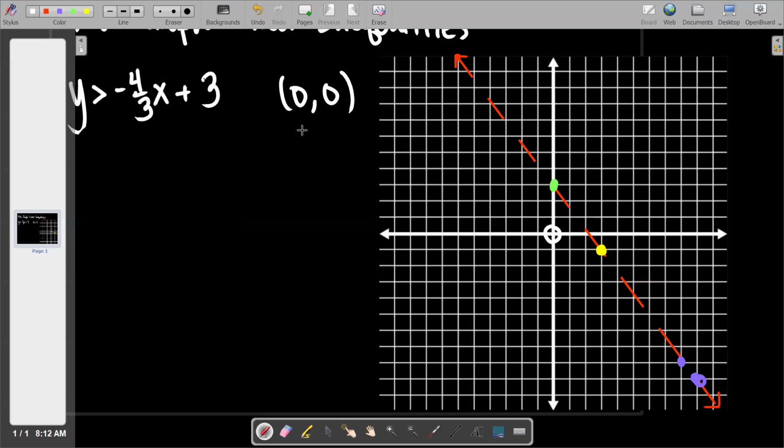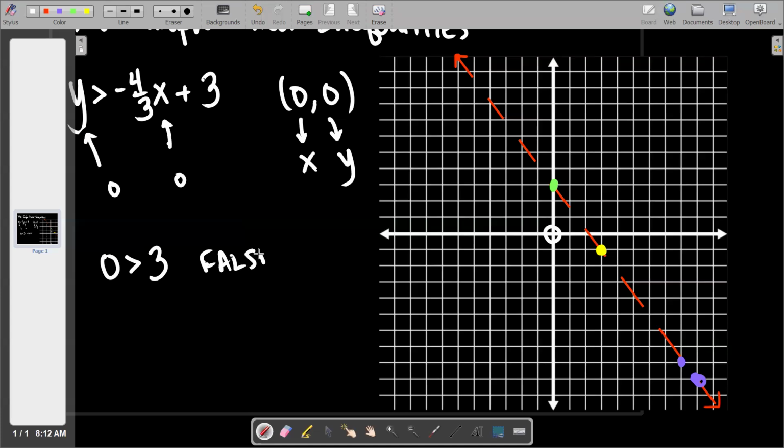So what I'm going to do is I'm going to take 0 and put it in place of x. I'm going to take 0 and put it in place of y. And if I do that, put a 0 here and put a 0 here, then I get 0 is greater than, what's -4/3 times 0? And what's 0 plus 3? Is 0 greater than 3? No, this is false, right?